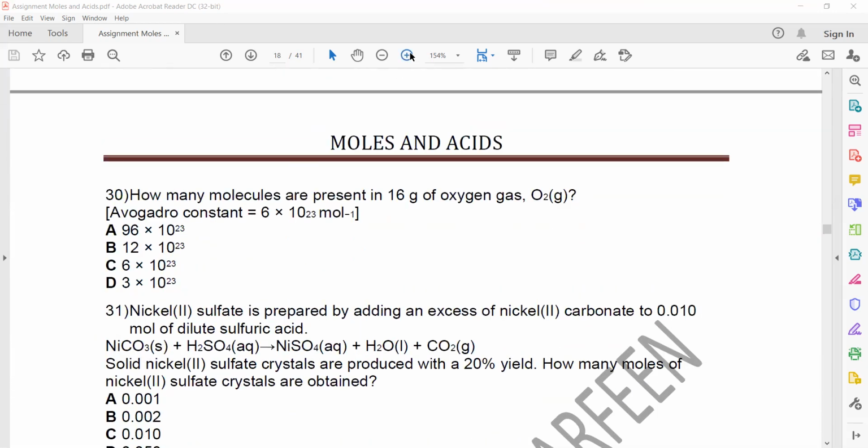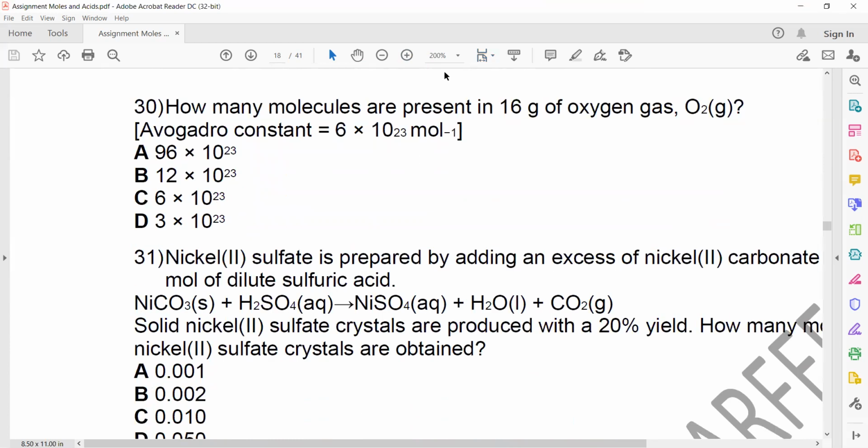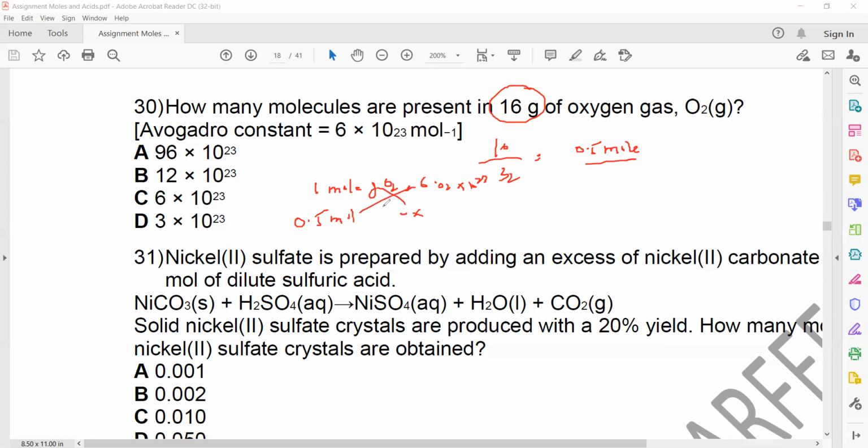And question 30, how many molecules are present in 16 gram of oxygen? Moles equal mass in gram over molar mass, so it will be 16 divided by 32, so we get 0.5 moles. And 0.5 moles multiplied by the number of particles, because one mole has 6 exponent 23. If you have 1 mole of oxygen, it will have 6.02 times 10 power 23 particles. So if you have 0.5 moles, half, then cross multiply. It will be 3 times 10 power 23. So D will be the right answer.